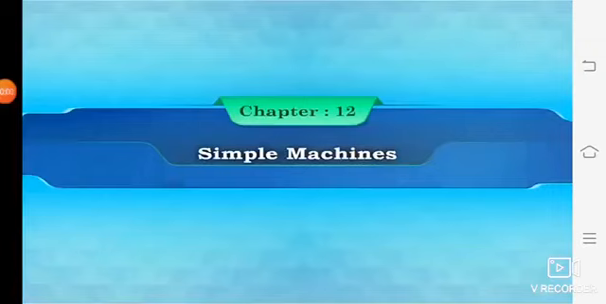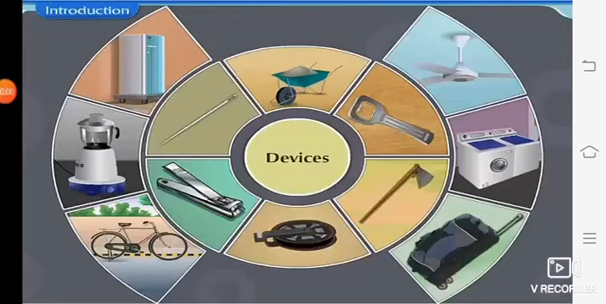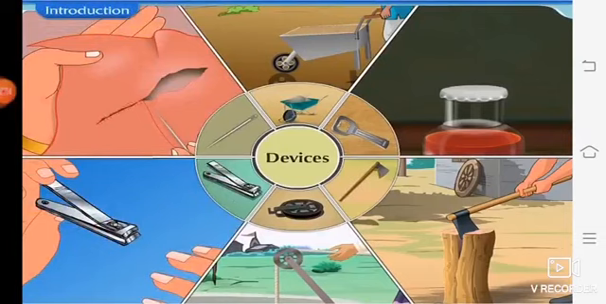Today, let us begin with chapter number 12, that is Simple Machines. So, everybody can remove your science textbook and open page number 84 and refer to the textbook while I am teaching the lesson. So, students, on the screen, you are able to see different devices, and these different devices are used for completing different tasks. Yes, now observe and then we will discuss.